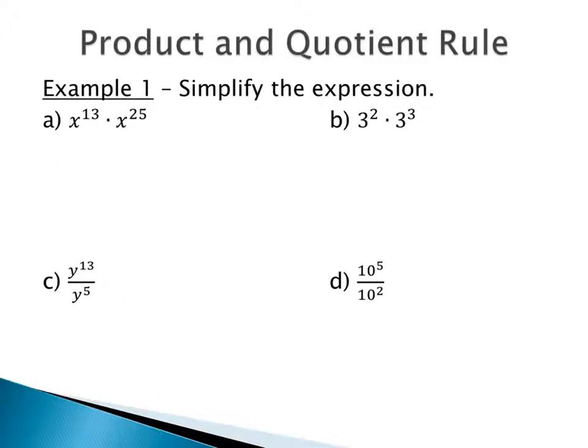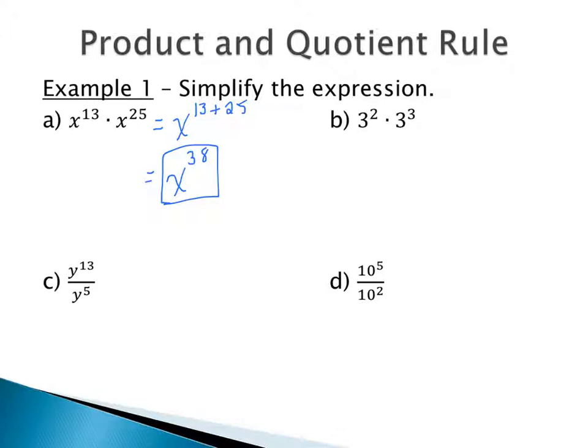So just a few quick examples using the product and the quotient rule, so that we make sure we have that understanding. If I have x to the 13th times x to the 25th, that means I'm really doing x to the 13 plus 25. Again, that x still stays there. We keep the same base, so 13 plus 25 is just going to end up being 38. So your answer, if you were multiplying those, would just be x to the 38.